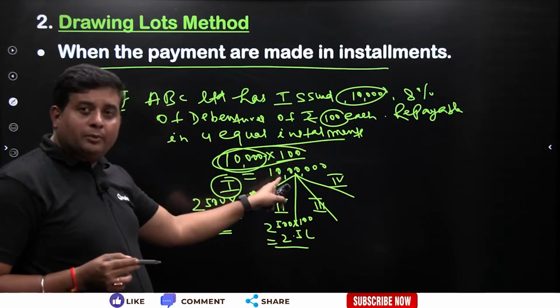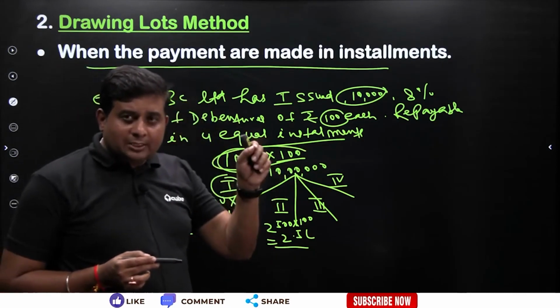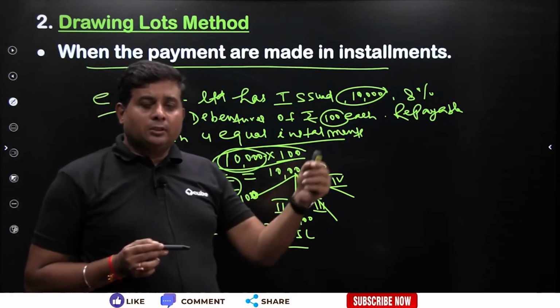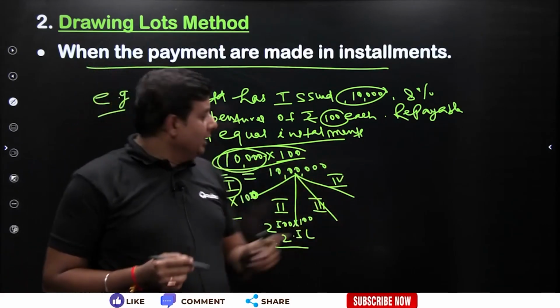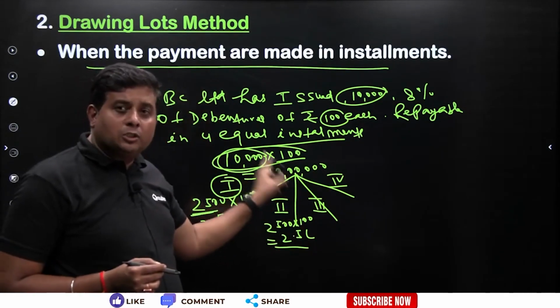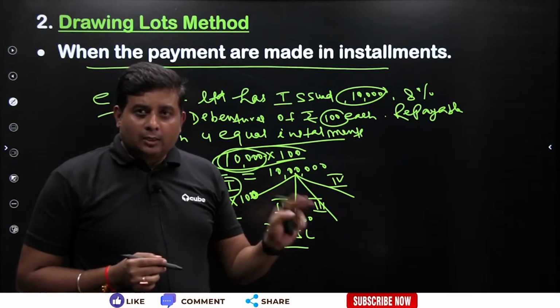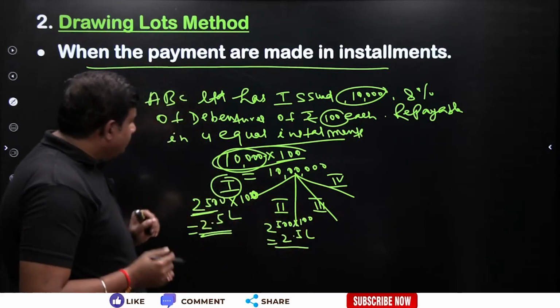10,000 into 100, that would be 10 lakh. So 10% of this amount has to be transferred to the DRR right after the issuing of the debentures in the market. So 10% of 10 lakh will give you how much? 1 lakh. So 1 lakh is being transferred to the DRR. So this is the answer for the question.